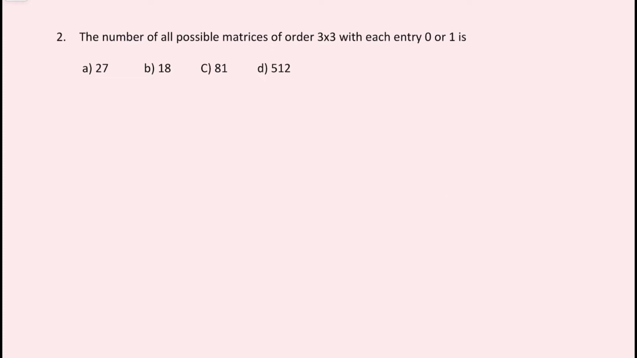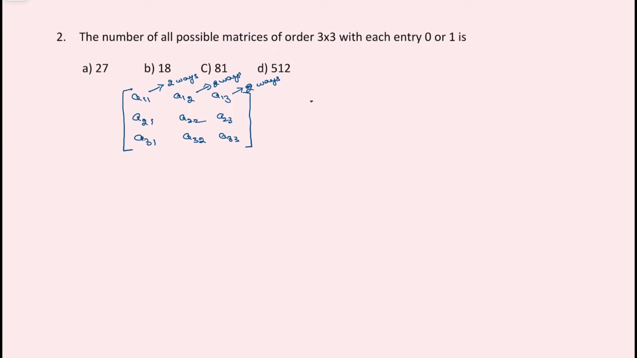Second question. The number of all possible matrices of order 3 by 3 with each entry 0 or 1 is. It is a 3 by 3 matrix. A11, A12, A13 are the first row elements. These are the second row elements. And the third row, A31, A32, A33. Totally we have 9 elements. And for each we have 2 options. We can fill it up with either 0 or 1. So 2 ways for each position.